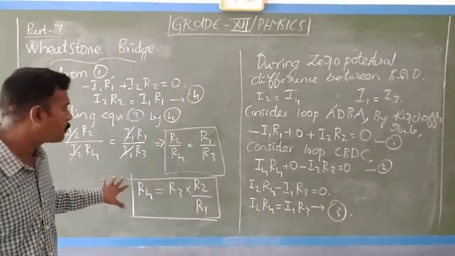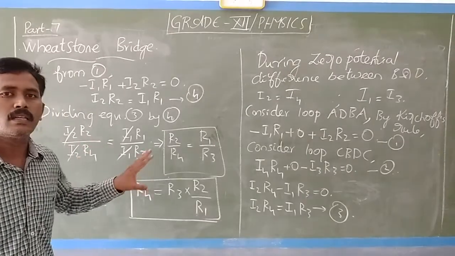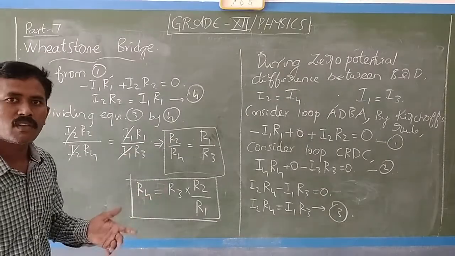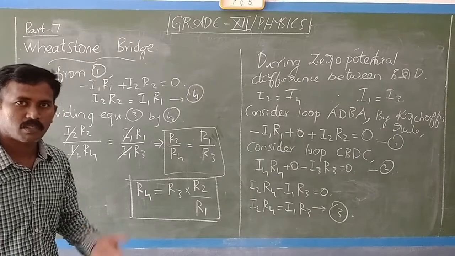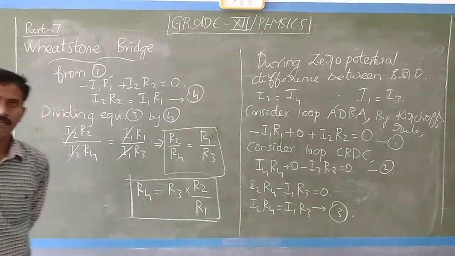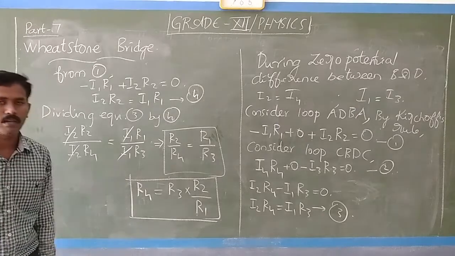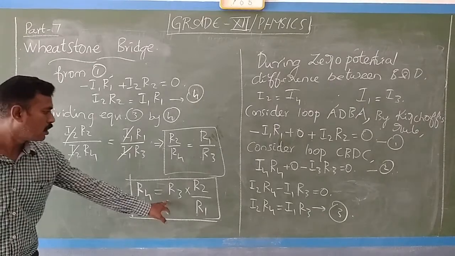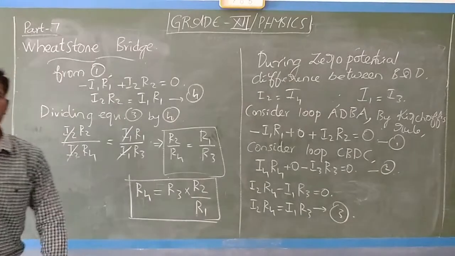So first I will repeat. Until the bridge gets balanced, we will be moving the R3. When the bridge gets balanced, we substitute the loop formula and arrive at this formula. So R4 is equal to R3 times R2 by R1.